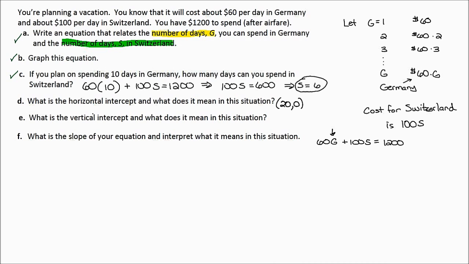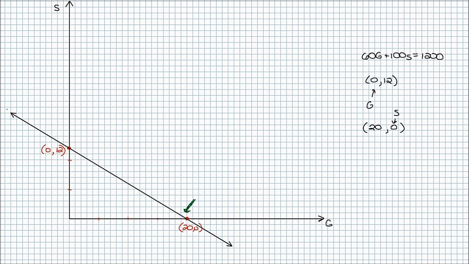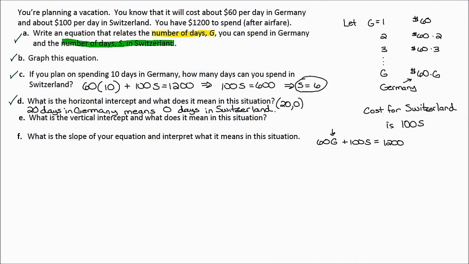Now once you see that, you can probably see that the next question is going to be just as easy, because you see that the next question is just what is the vertical intercept and what does it mean in this situation. If you go to the graph here, the vertical intercept is this guy right here. And that's at 0, 12, so let me write that in. Right here, actually I'll just write it below the statement, 0, 12 is the vertical intercept. What does it mean? It means that if we spend 12 days in Switzerland, remember the second variable is always about Switzerland in this case. If I spend 12 days in Switzerland, I have no money to spend any type of day in Germany.